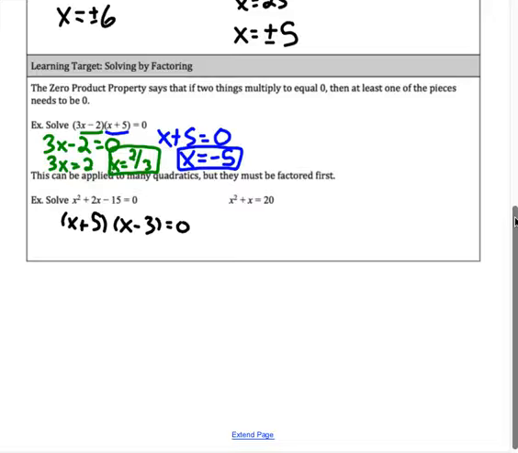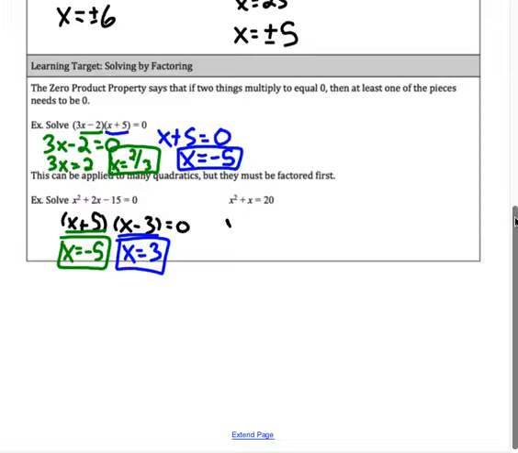And then, of course, this x plus 5, for that to be 0, x would have to be negative 5. For this x minus 3 to be 0, x would have to be a positive 3. And again, you end up with your two solutions. The next one I put on there has a little trick to it because remember, you can't factor across an equal sign, all right? That doesn't work.